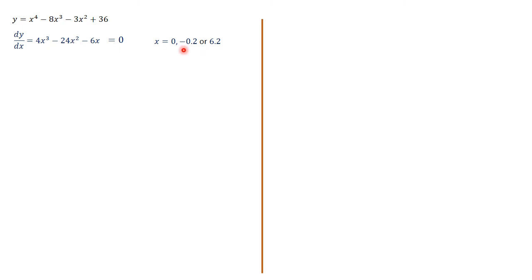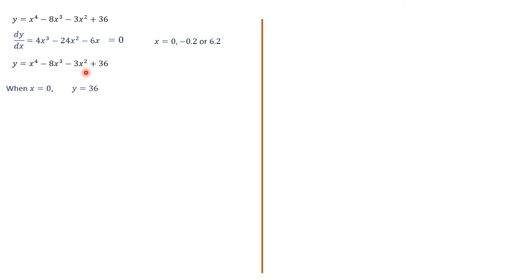So we have a turning point where x is 0, at the point just next to that, actually negative 0.2, and then much further to the right of that, at the point where x is 6.2. So putting these values in the equation we had initially, we can get the values of y corresponding to 0, negative 0.2, and 6.2.